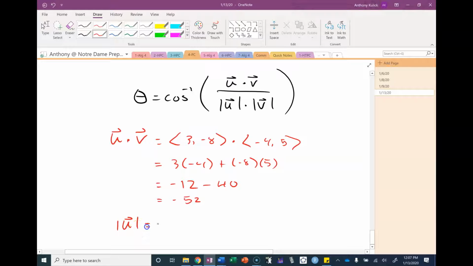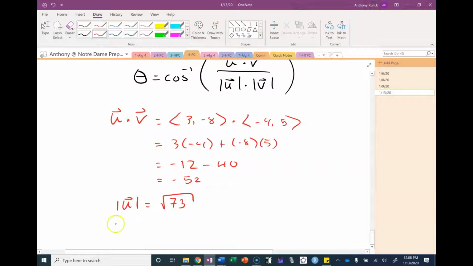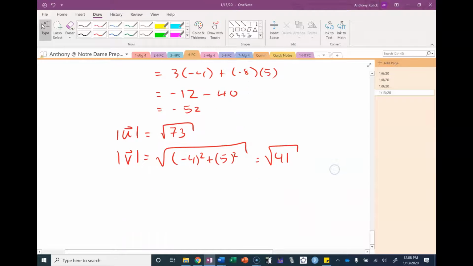We did the magnitude of u just a moment ago as the square root of 73, so I'm not going to rewrite that, but we just did that for Gisela. We also need the magnitude for the vector v. That's going to be the x component squared plus the y component squared. So 16 plus 25 is 41. So theta is the cosine inverse of -52 divided by the square root of 73 times the square root of 41.